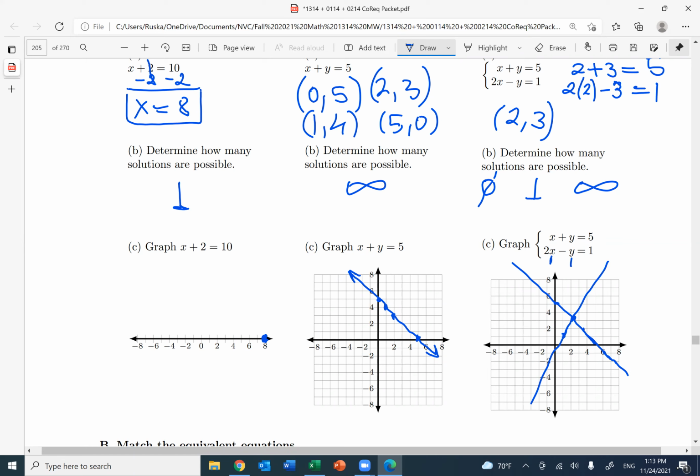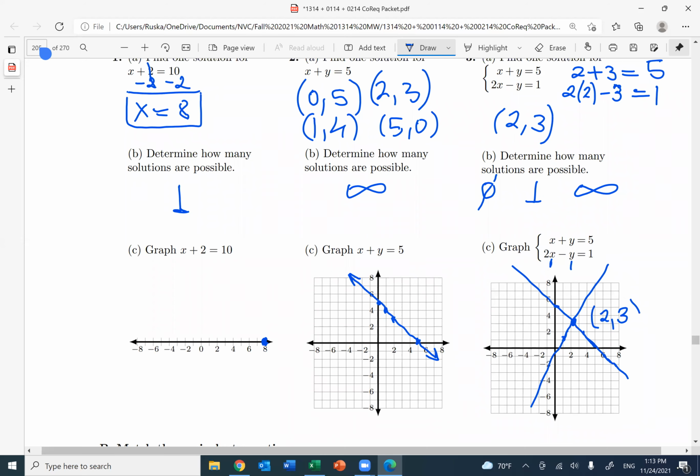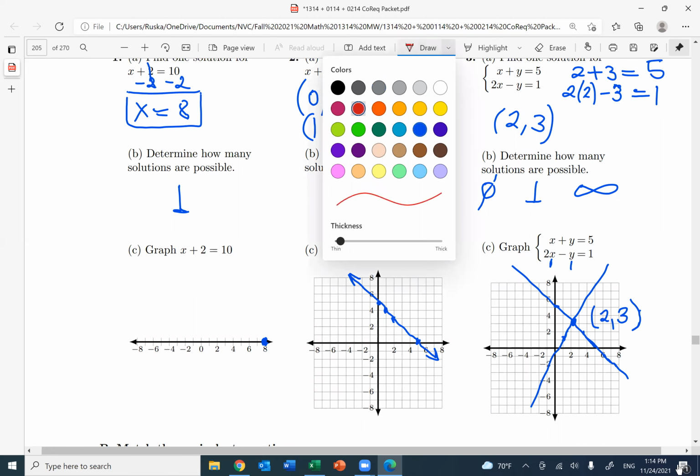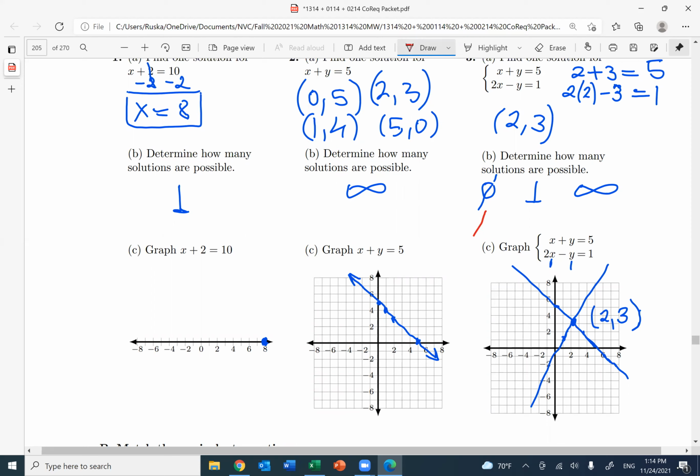So those two lines cross each other in one point, and that point has coordinates 2 and 3. So this is actually the solution of this system of equations, because when you solve a system of equations, you can have no solutions if they're parallel lines. So the case when you have no solution, you're going to have two parallel lines. Two parallel lines are never going to cross each other. That's why you have no solution.